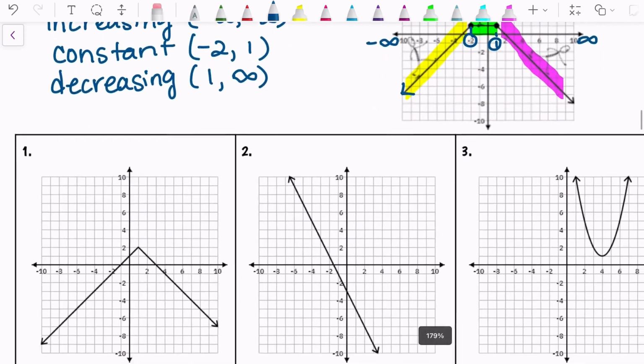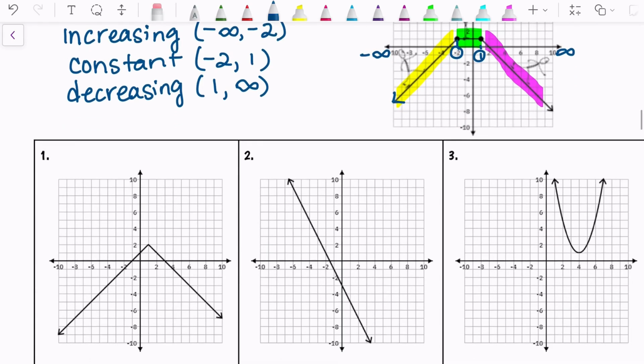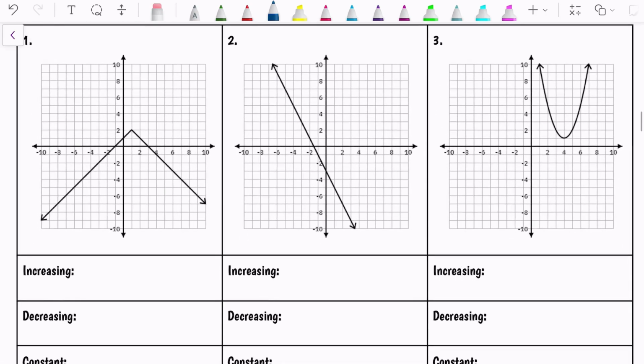All right, let's practice some of these. Feel free to pause and practice on your own before I reveal the answers, and I will probably go a little bit faster than I just did on that one.